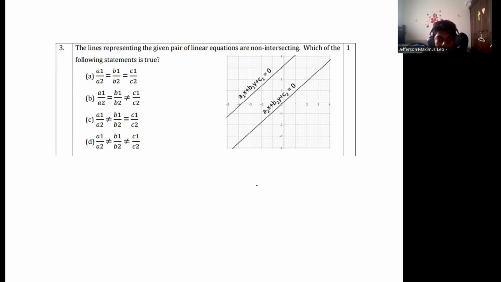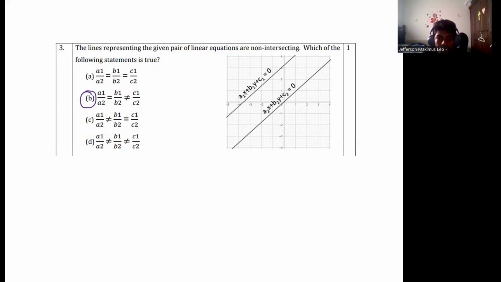Ma'am, A1 by A2 is equal to B1 by B2 is not equal to C1 by C2. Say the option also, please. Ma'am, option B. A1 by A2 is equal to B1 by B2 is not equal to C1 by C2.